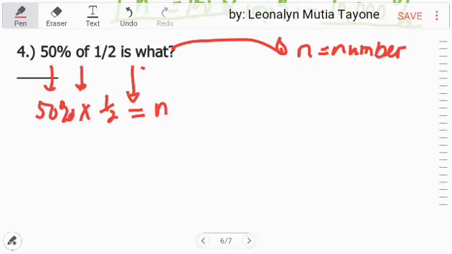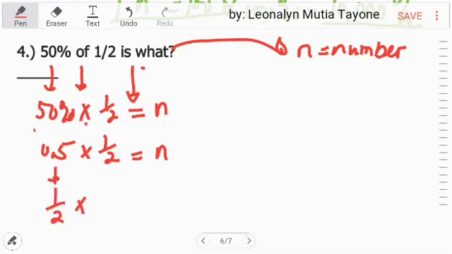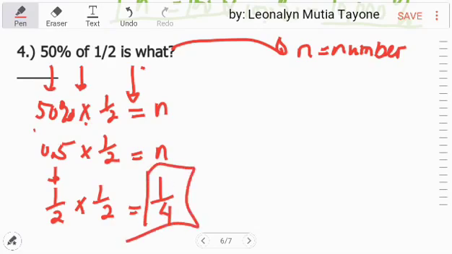So, 50% times 1/2. Ang 50%, i-convert natin into decimal, kasi pag mag-convert tayo, mag-divide tayo 100% para ma-cancel out yung percentage sign. Kaya maging 0.5 na lang siya. In other words, si 50% ay equivalent ng 0.5. 0.5 times 1/2 equals n. Itong 0.5 ay pareho lang yan sa 1/2 times 1/2, and that is 1/4. So, ang sagot dito ay 1/4.